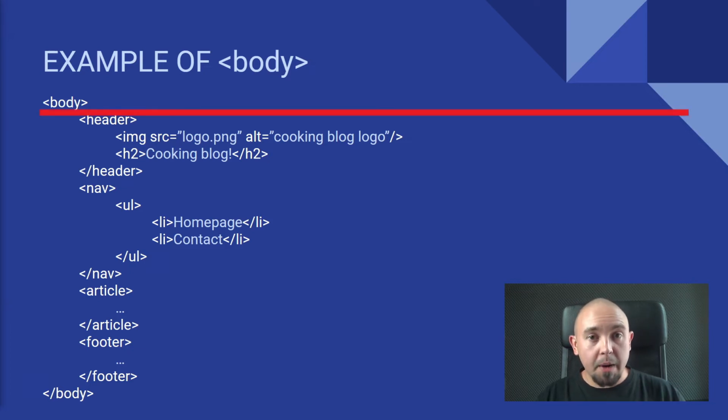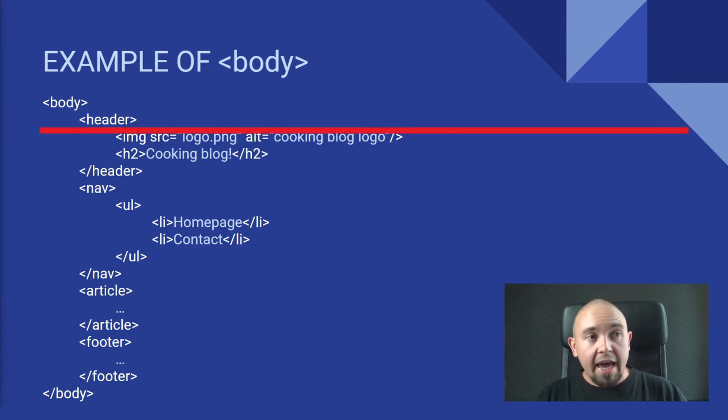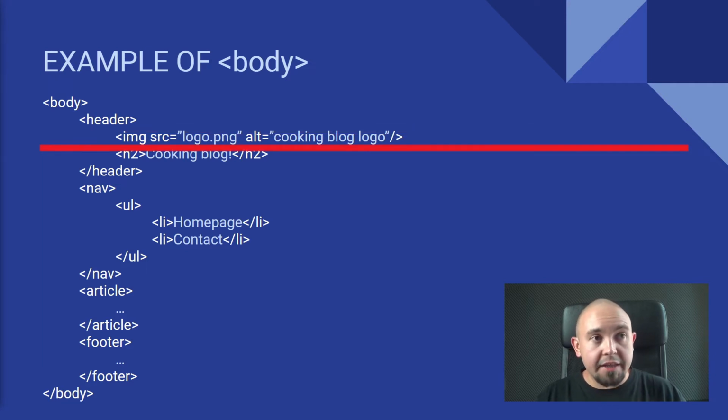First, we open our body tag. Then we create the header tag inside of our body. In a header tag, we can put an img tag, which stands for the image, so we can put a logo, for example. Our img tag has two attributes.